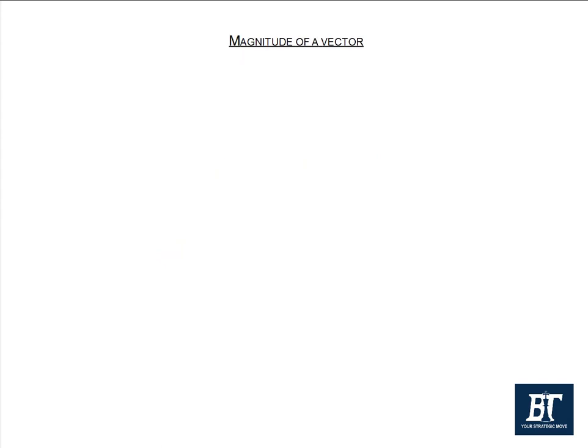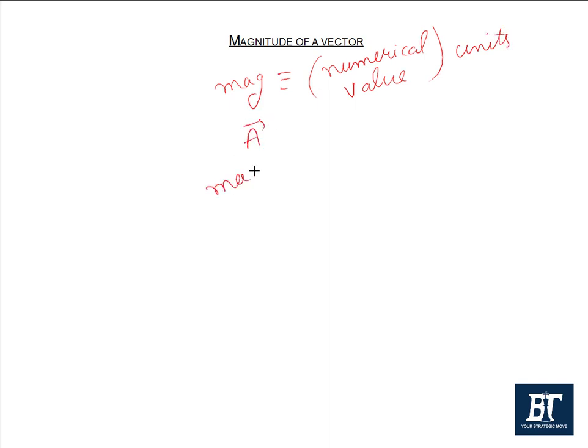Okay, so our next topic is magnitude of a vector. Let us first understand what is the meaning of magnitude of any physical quantity. Magnitude of a physical quantity is nothing but its numerical value along with its units. If a vector is represented by a symbol A, then its magnitude will be represented by mod A or simply A.